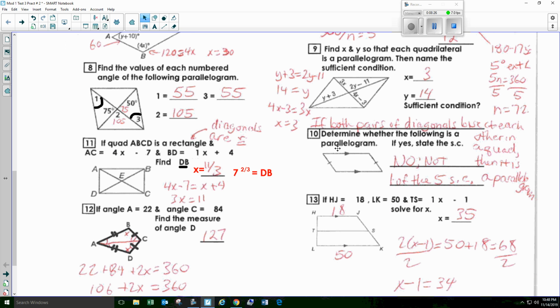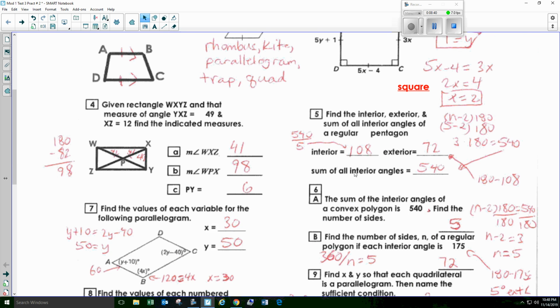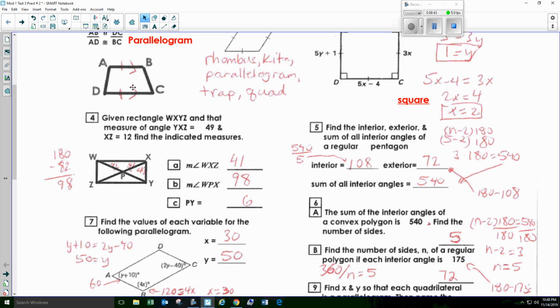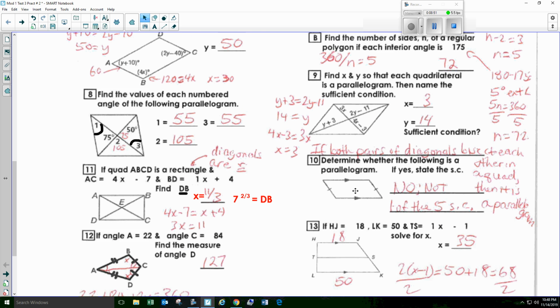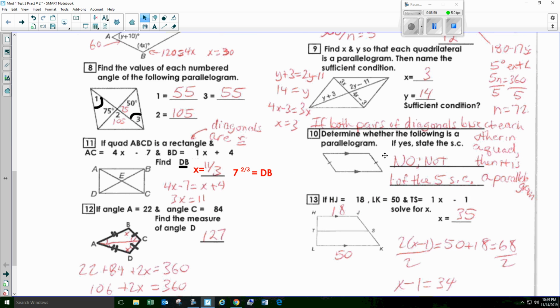Number 10, is this one of the 5 sufficient conditions of a parallelogram? No, it's not. It's not one of the 5 sufficient conditions. The one that's closest to this one is our very first one right up here: one set of segments is parallel and congruent. Notice we only have one set parallel. These congruent symbols need to be here and here, on the same set as we had right up here. Then it would have been a parallelogram. There is not one that says opposite sides parallel and another opposite sides congruent. There's not one of those.